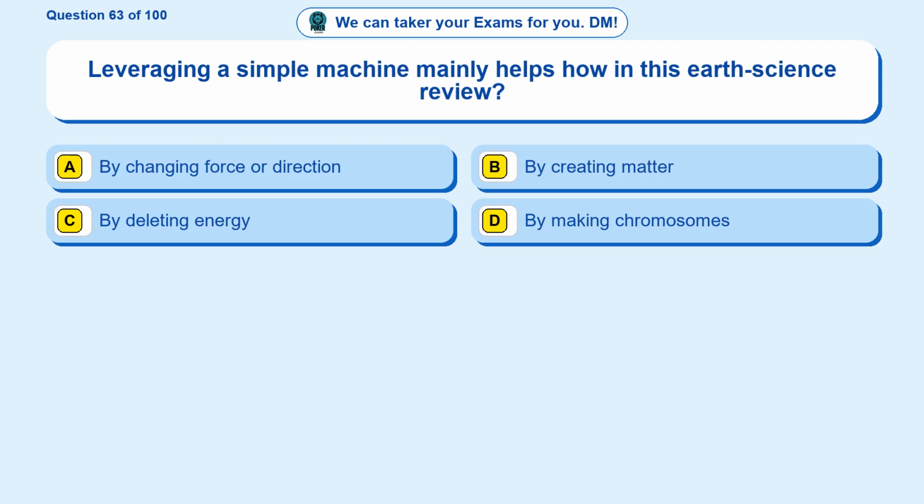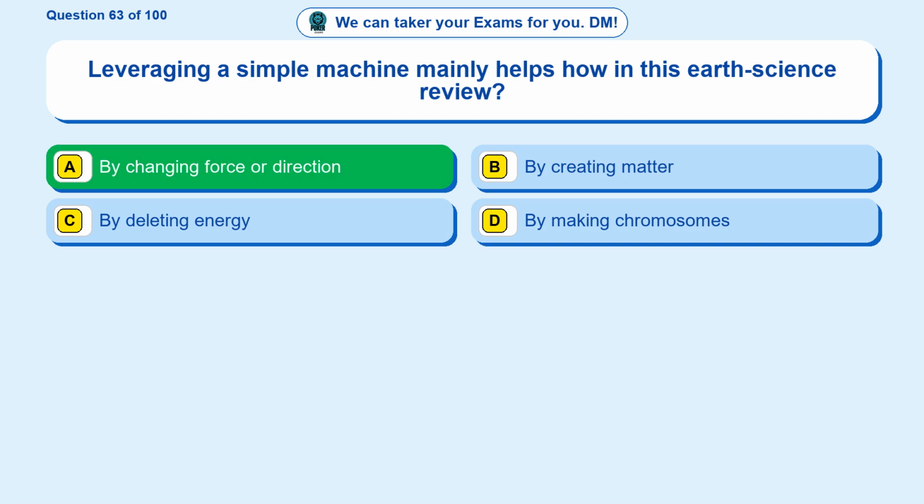Question 63. Leveraging a simple machine mainly helps how in this Earth Science Review? Option A, by changing force or direction. Option B, by creating matter. Option C, by deleting energy. Option D, by making chromosomes. The correct answer is option A, by changing force or direction.